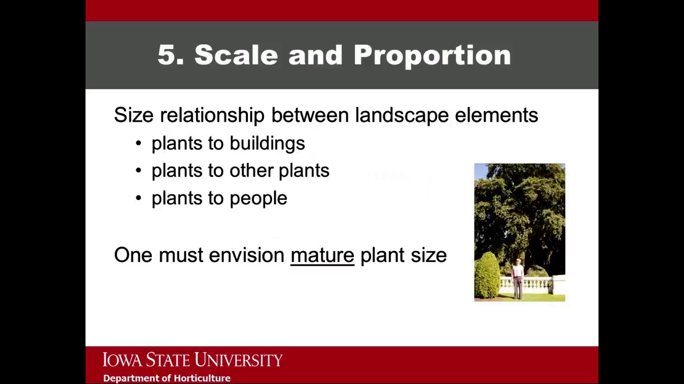Scale and proportion is the fifth design principle. This principle takes into account the size relationships between the many different landscape features. Common relationships to consider include plants to buildings, plants to other plants, and plants to people. When designing a landscape, it's important to consider the mature size of the plants. Although the proportion may be a little off-kilter the first few years, once the plants reach a mature size, the relationships should be appropriate.